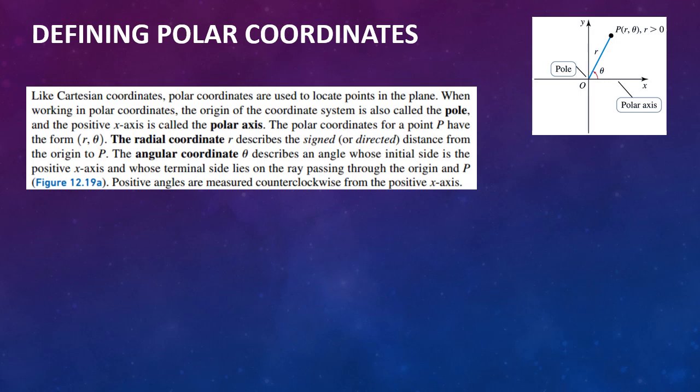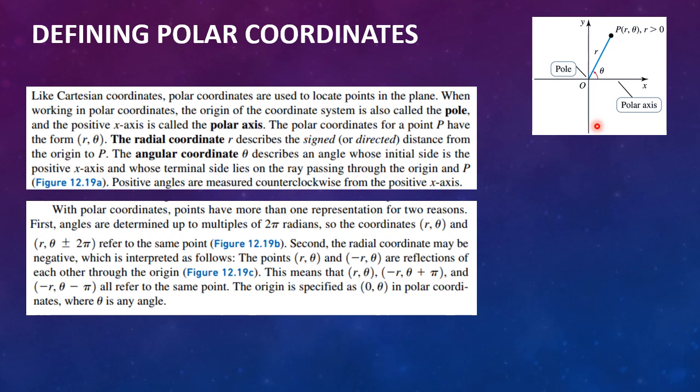Like Cartesian coordinates, polar coordinates are used to locate points in the plane. When working in polar coordinates, the origin of the coordinate system is also called the pole, and the positive x-axis is the polar axis. The polar coordinates for a point P have the form (r, theta). The radial coordinate r describes the signed or directed distance from the origin to P. The angular coordinate theta describes an angle whose initial side is the positive x-axis and whose terminal side lies on the ray passing through the origin and P. Positive angles are measured counterclockwise from the positive x-axis. Again, a good review from trigonometry.